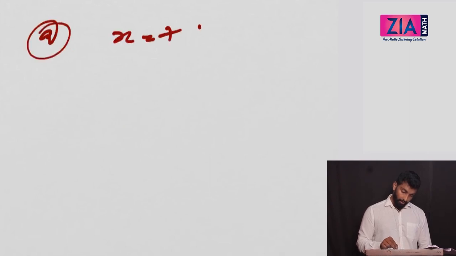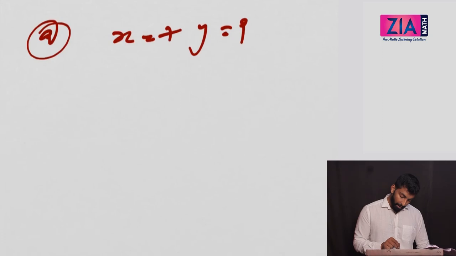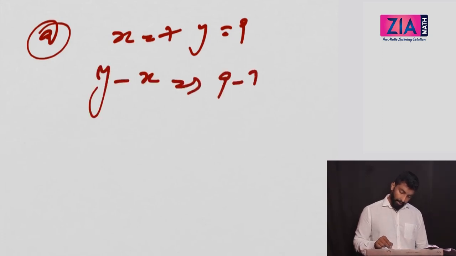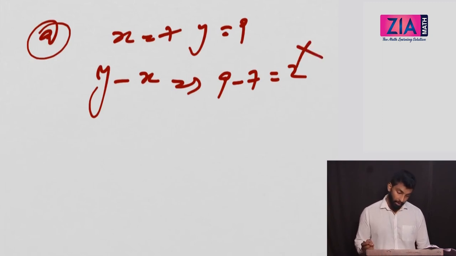Okay, next question. You substitute different values for different options and you can get the answer. Let's start with A. You substitute x is equal to 7, y is equal to 9. Then if you find y minus x, what do you get? 9 minus 7, which is equal to 2, which is an even number. So this is not true.